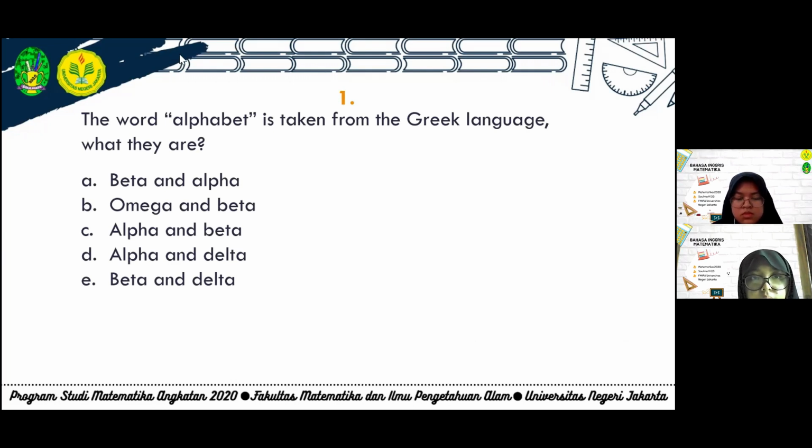The answer is C, of alpha and beta. Okay, Natalie, the answer is correct. The answer is C.